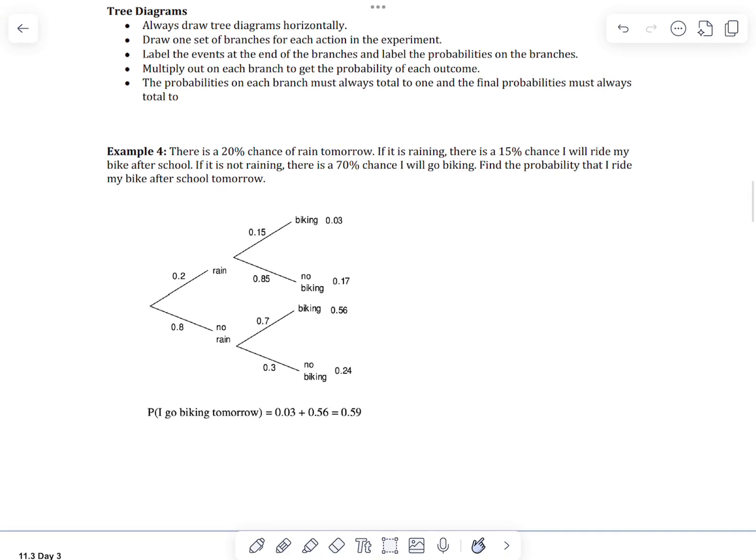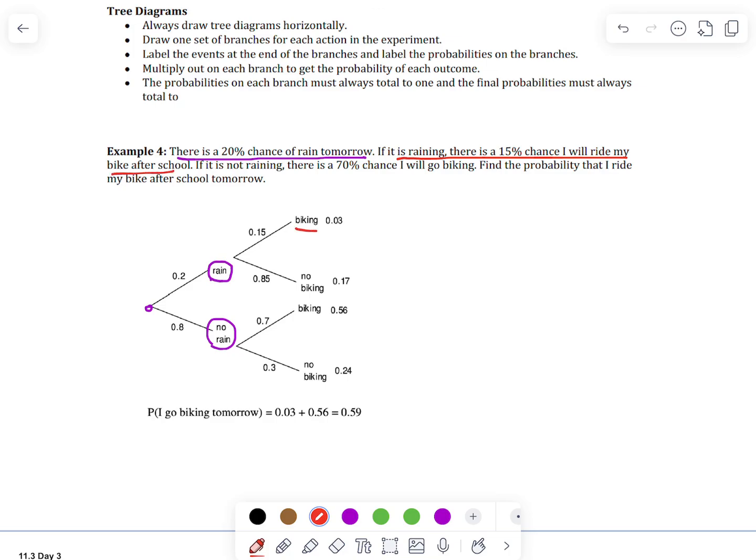So example 4, there is a 20% chance of rain tomorrow. So we start here, 20% chance of rain. So then there's an 80% chance of no rain. So that's the first event. Then it says, if it is raining, there's a 15% chance I will ride my bike after school. So if it is raining, I will have a 15% chance. So here's the rain, and I'm going to ride my bike, and I have a 15% chance.